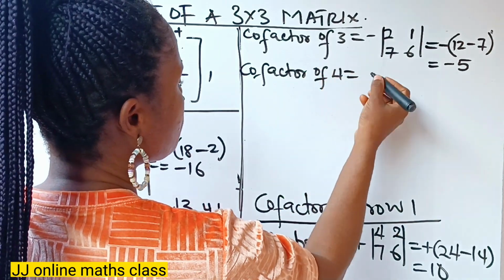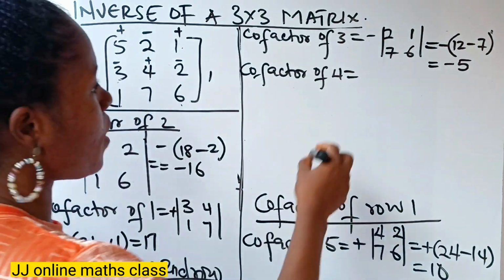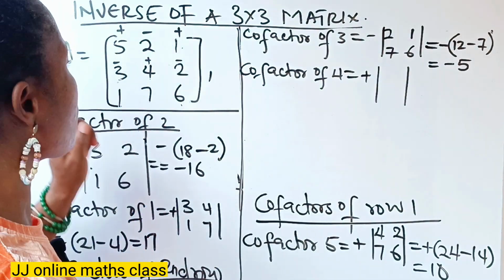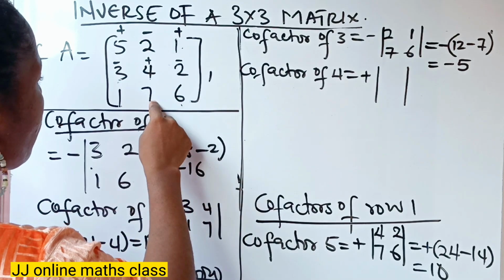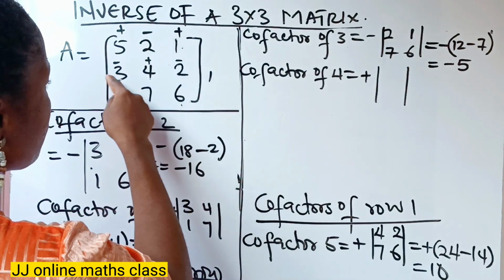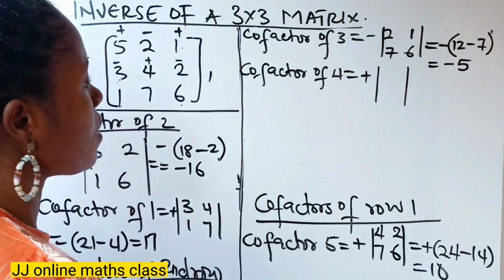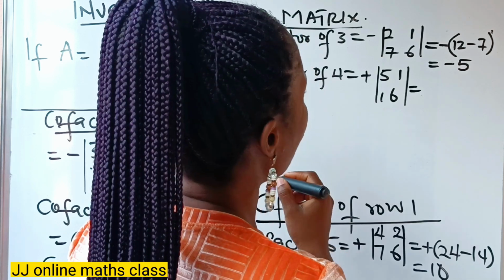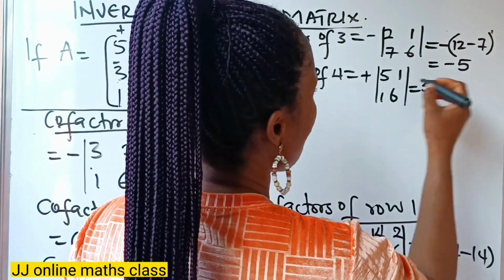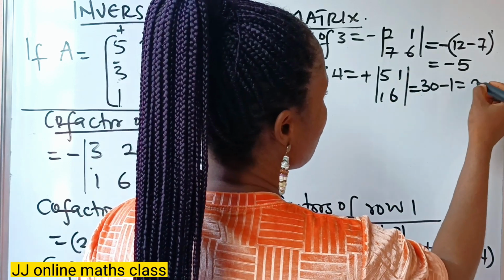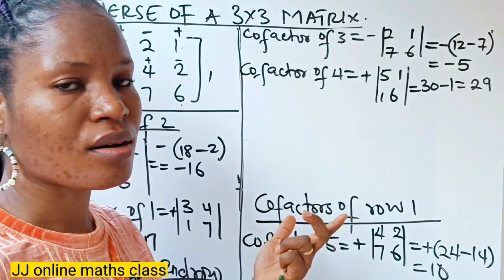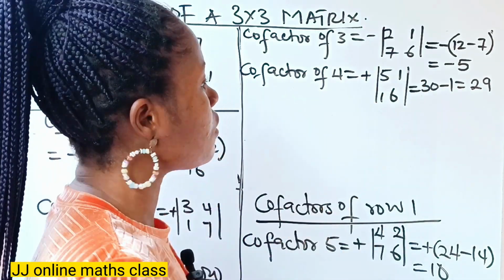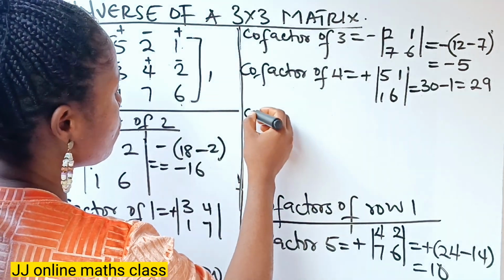Cofactor of 4 is going to be equal to, we have plus, so you write your plus and you open your determinant bracket as well. We cover 4 vertically and horizontally, and you are going to have 5 1 1 6. Now when you solve this, 5 times 6 is 30, minus 1 times 1 is 1, which gives you 29. I wasn't worried about the sign because it's positive, so whatever I get here will not be affected.